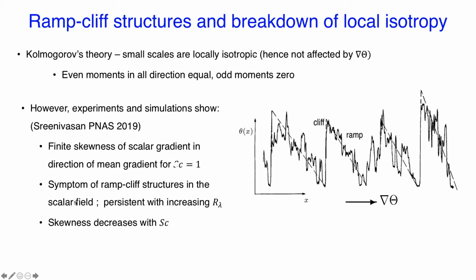So the ramp-cliff structures look like what I've shown here. Essentially, if you go along the mean gradient, then you find that the scalar fluctuations jump up suddenly over a small distance, and then they relax before jumping up again, and this kind of repeats itself. Another observation is that the skewness decreases with Schmidt number at a low Reynolds number from what people have seen, and that is what we are interested in in this work, and I'll show more of it later.